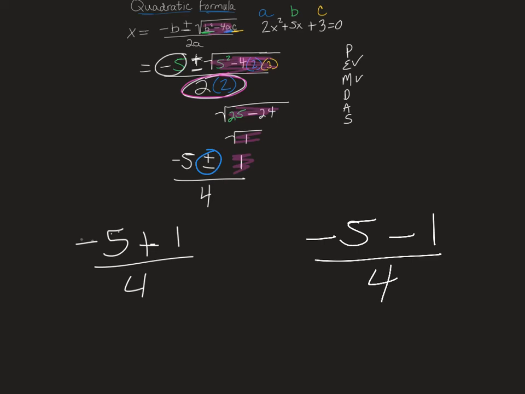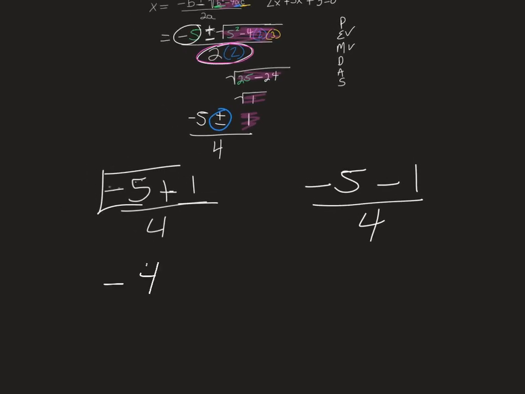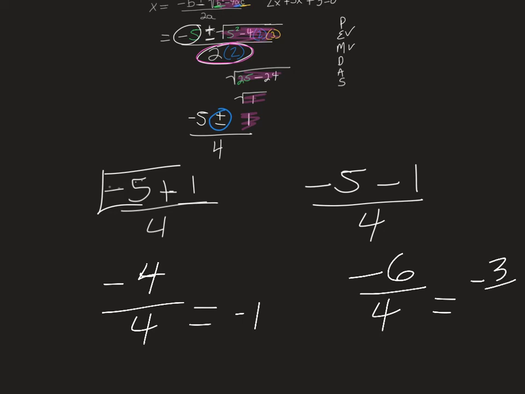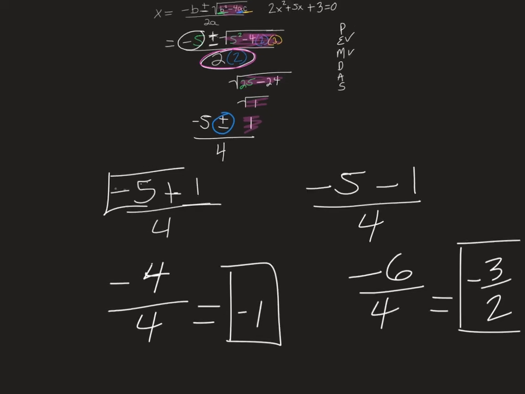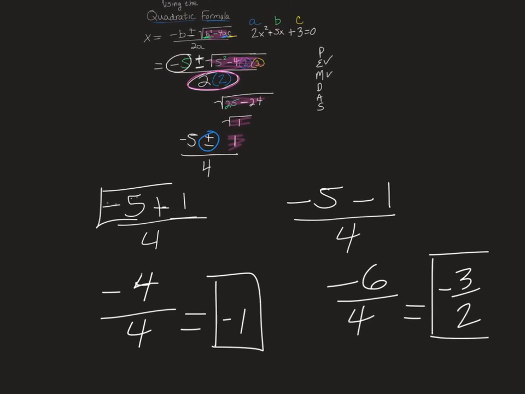So in the first one, if I do -5 plus 1, that's going to give me -4. And then -4 divided by 4 is -1. And if I do -5 minus 1, that gives me -6 over 4, which simplifies to -3 over 2. So we got the same 2 solutions that we did by using the AC method. I know at first when you're learning how to do it, it seems like, oh my gosh, that doesn't look any shorter to me. But it really is once you get used to it. It's actually a lot fewer steps than using the AC method.